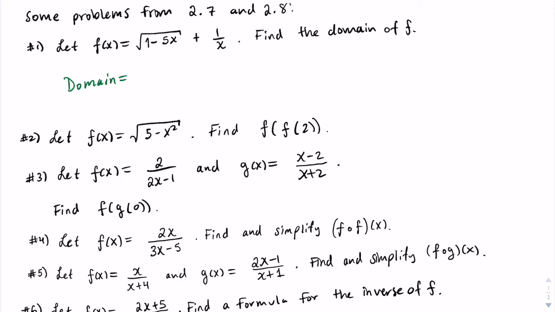If the square root was on the bottom of a fraction, we wouldn't allow the 0 to exist, but that's not a problem here. So we'll go from negative infinity to 0, and we have to omit 0 because of the second part, the 1 over x. Then we start from 0 again and end at 1/5. We got 1/5 from 1 minus 5x. So this is the answer, but let me highlight this with this color here.